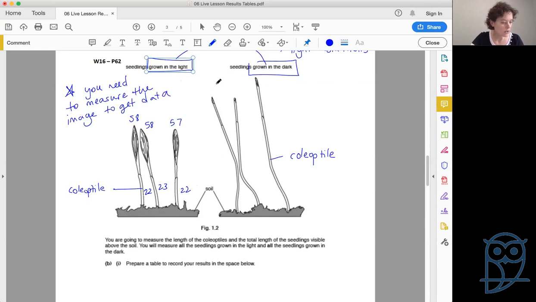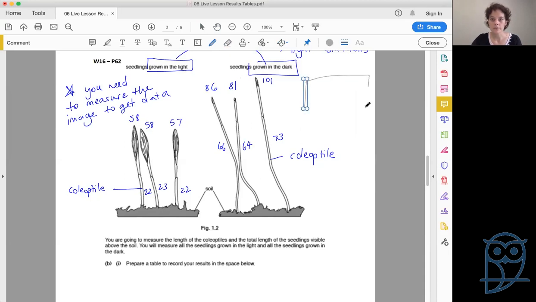And then for those in the dark, I got coleoptiles of 66, 64, and 73, and total lengths of 86, 81, and 101. So now we have to make one table that is sensible and logical and has all 12 of these numbers in it. So we're going to think about it with our pencils in our hand again.